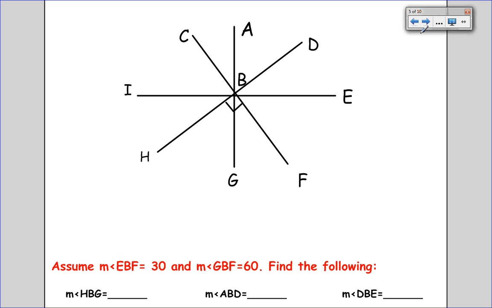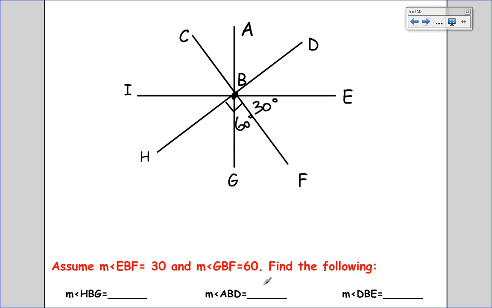Okay, let's look at this problem. It's a little more complicated because you see there's more lines going on. We have a right angle down here. We have all these different lines intersecting here at point B. So we're going to assume that angle EBF equals 30 degrees. Measure of angle GBF equals 60 degrees. And we're going to find the following.